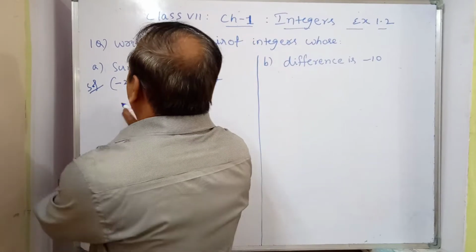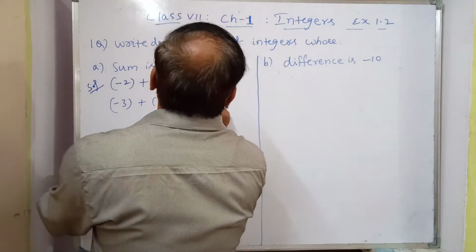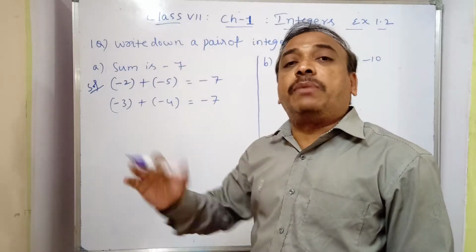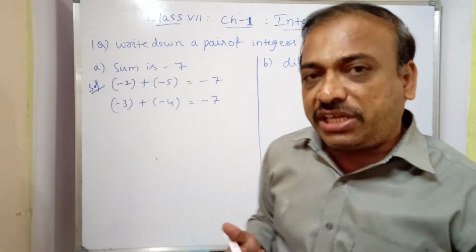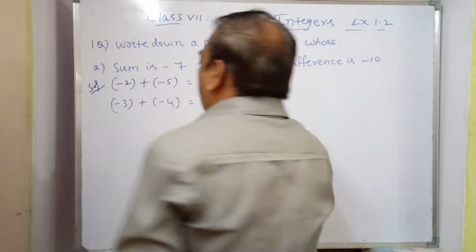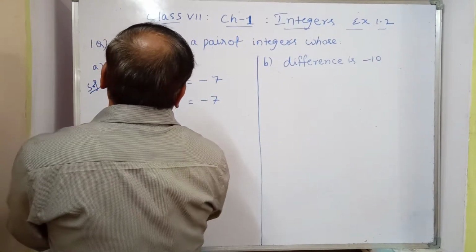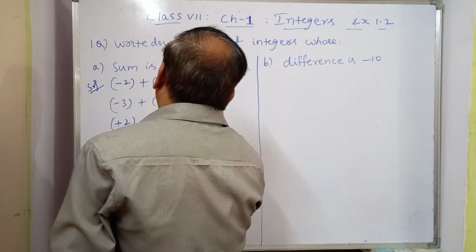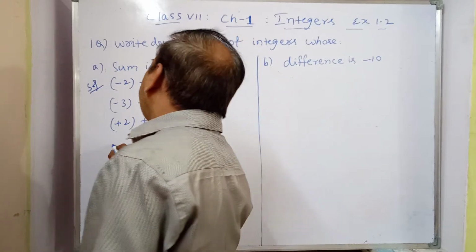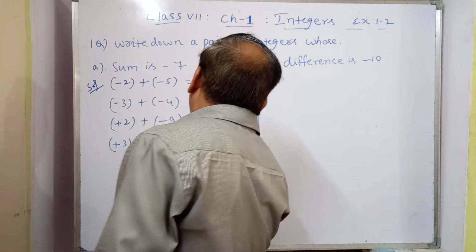Another pair: minus 3 plus minus 4 equals minus 7. Here we are taking both as negative. You can even take one positive and one negative, as the question does not mention any condition. So you can take another pair, suppose minus 2 plus plus 2, plus minus 9, which gives you minus 7. Then plus 3 plus minus 10 will give you minus 7.